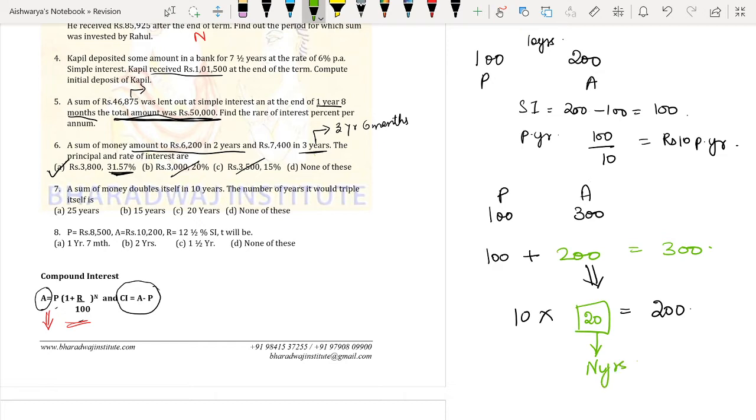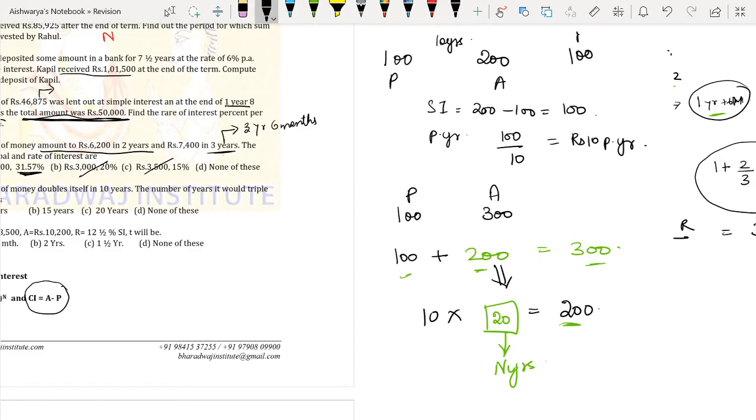In 20 years' time it will become 200. Are you clear? The interest will be 200. So 100 plus 200 is 300. Or in other words, you can also say, let me write only the interest in it, 100 is the principal plus interest of 100 will give you an amount of 200.